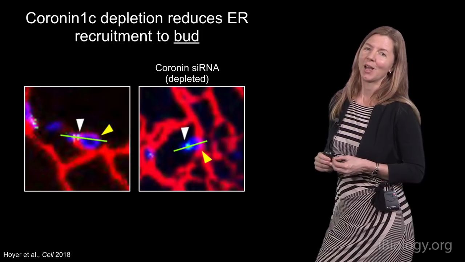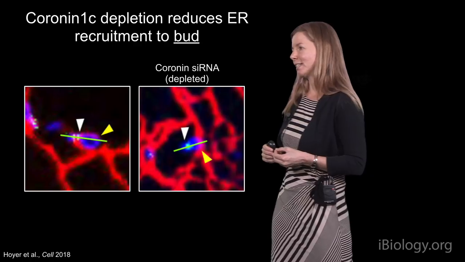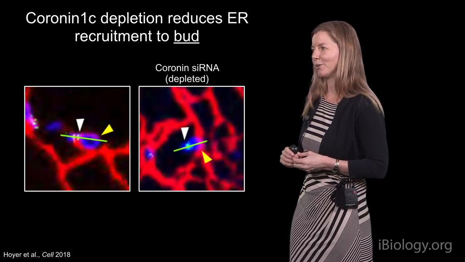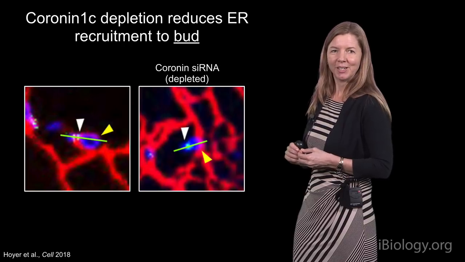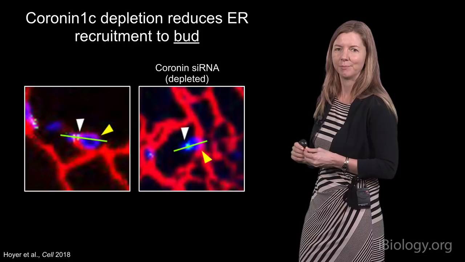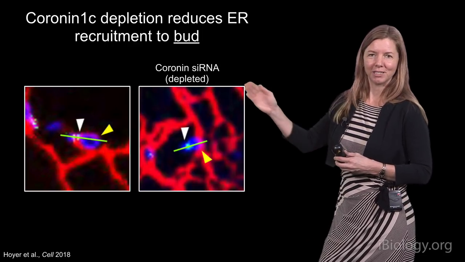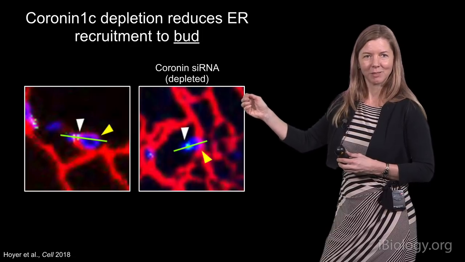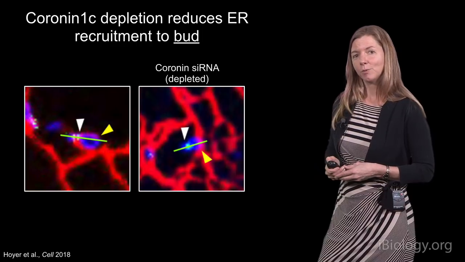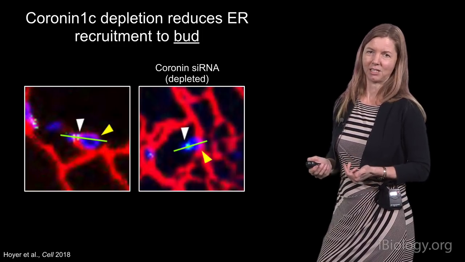control cells. On the right though, when we deplete coronin, what you can see is that there's still contact at the backside of this endosome where there's that yellow arrow, but the ER no longer crosses very well over the base of the bud labeled by that marker. And so you get this phenotype, which we like to call sort of buds in space, where the bud sits out there in space, but it's not attached by the ER tube. And doing experiments like this, we showed that coronin is important for recruiting those dynamic ER tubes to form contact sites for fission.